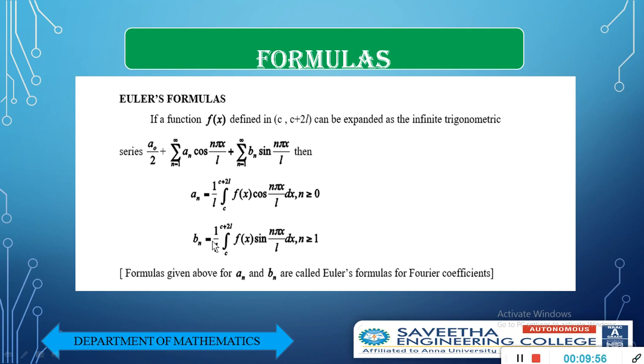So a n and b n are called Euler's formula for Fourier coefficients. So if your question is to write down Euler's formula for Fourier coefficients, writing the statement is enough, and a n and b n must also be included. So these are very important 2 mark questions.